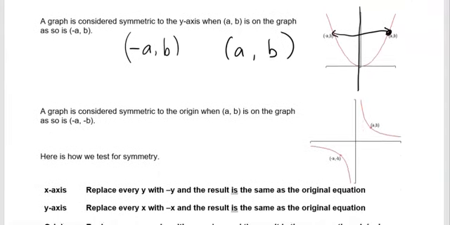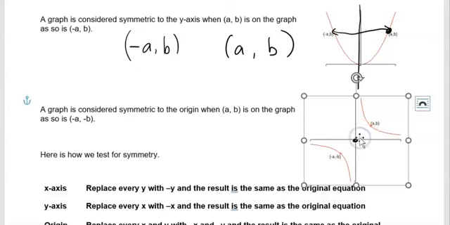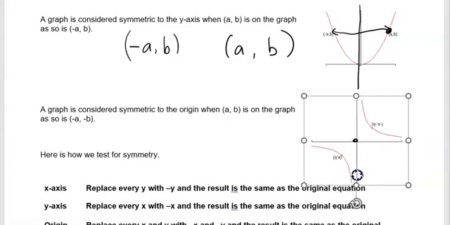Here's an interesting one. This one is symmetric around the origin. This one's harder to see. The idea here, let's see if I can do this. If I rotate this 180 degrees, I get the same picture. Let's see. Rotate 180 degrees, same picture. Okay, so that's the way you can try and view it on the graph.